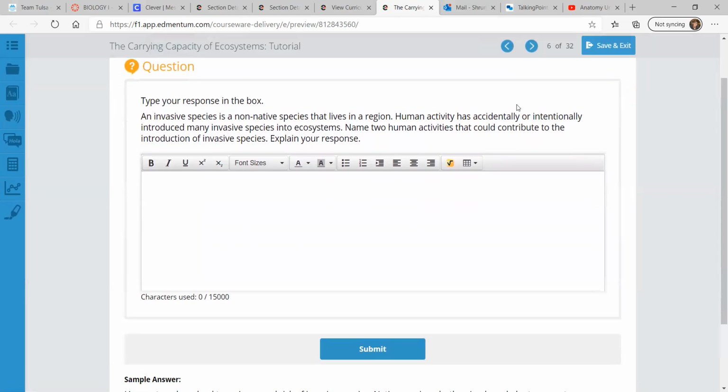We have another question. An invasive species is a non-native species that lives in a region. Human activity has accidentally or intentionally introduced many invasive species into ecosystems. Name 2 human activities that could contribute to the introduction of invasive species and explain your response.